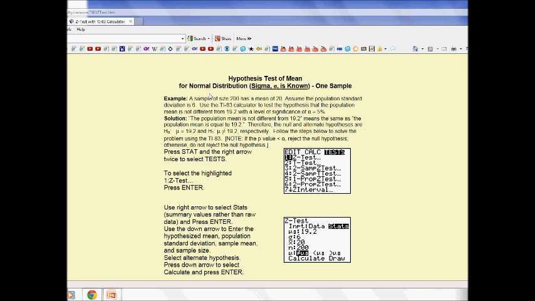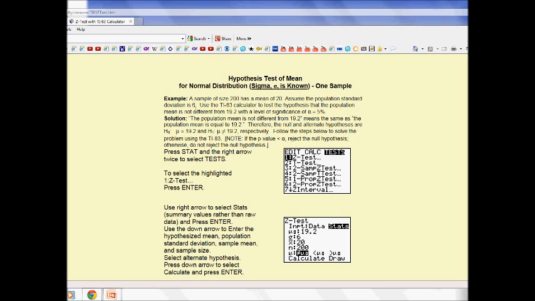Here is the Z-test, as I mentioned. The reason I show this is because I want you to know how to type it in on your calculator. You're going to find that it's fairly easy, pretty straightforward. As I said, it makes it a lot easier than you having to crunch the numbers. So, with that, got an example here. Sample size of 200 has a mean of 20. Assume that the population standard deviation is 6.